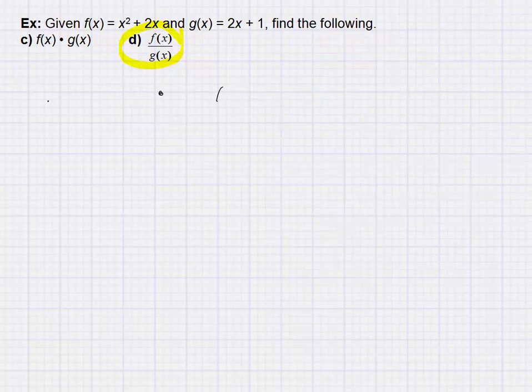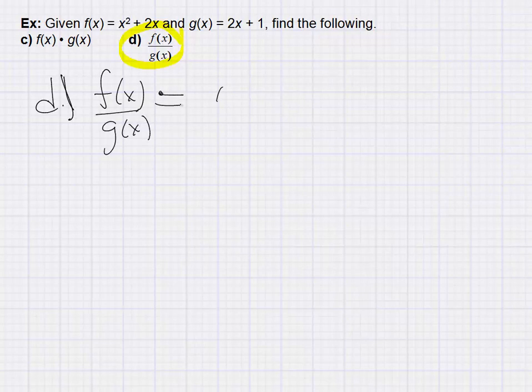Alright, so we have to do f of x divided by g of x, which would be x squared plus 2x over 2x plus 1. This is what the division would be. Okay? So if I look at this and say, okay, well that's my division, I could leave it like that, as long as the fraction is simplified. I could actually do the division.